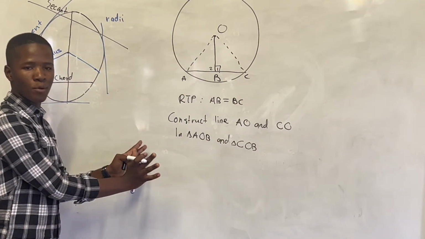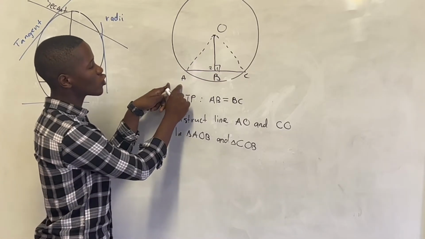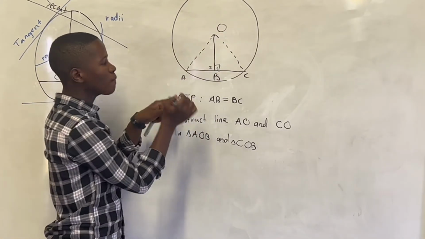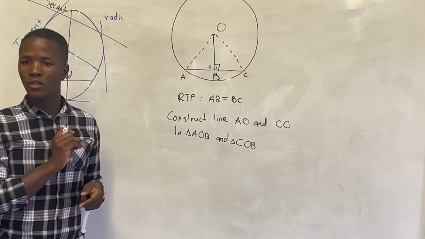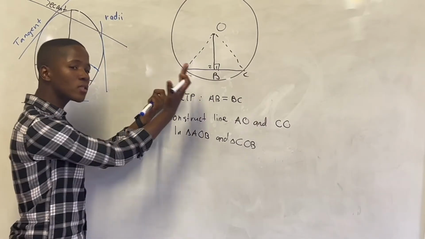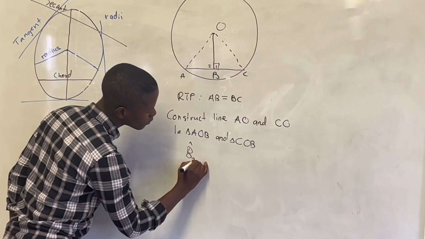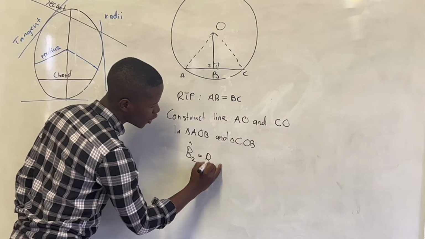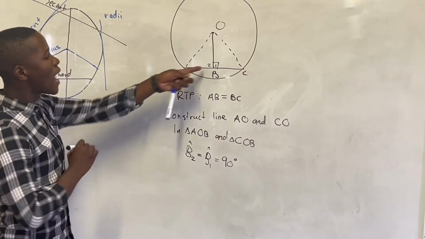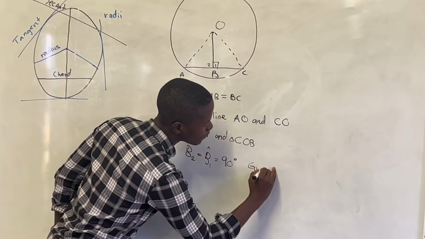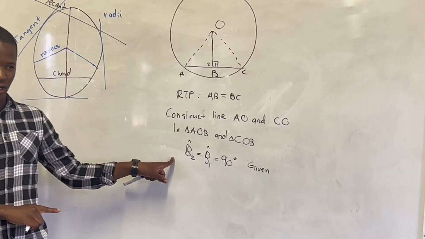Now, this is where we start our proof. If we are referring to triangle AOB, can you see this triangle? You know that your angle B2 is equal to your angle B1, because these are 90 degrees. Both of these angles are equal to 90 degrees, and this is given from our diagram. So we can write this as our given.